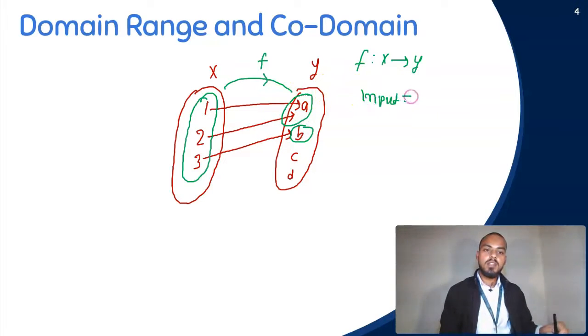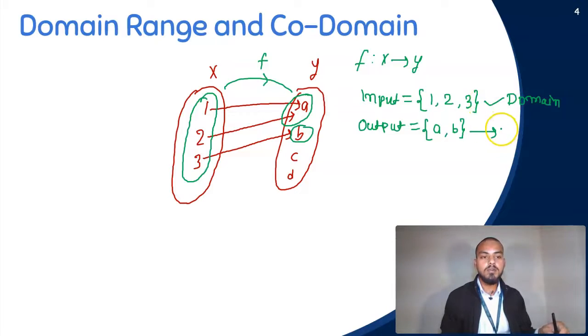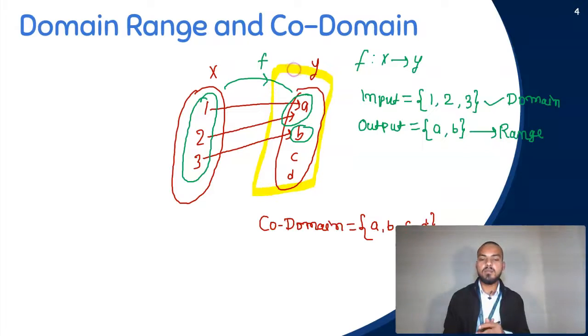Here our input values are 1, 2 and 3. And what is our output value corresponding to all these input values? So our output values are a and b only. So this input set is called the domain and this output set is called the range, and the collection of all the values of Y is called the codomain. Now suppose our function is not in the form of a Venn diagram, then how can we find the domain, range and codomain? So now let's see.